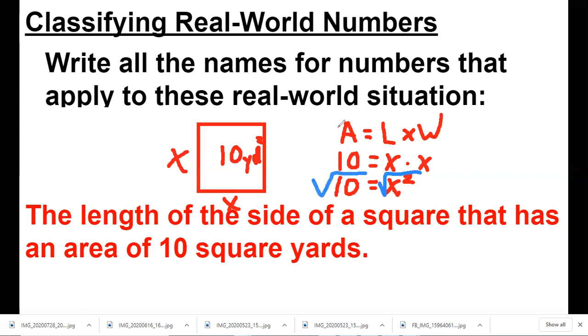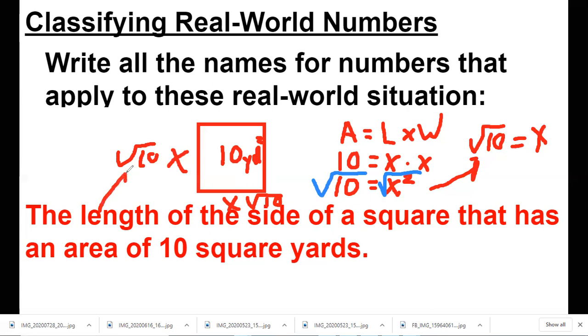So then we know that the square root of X squared is just, I'm going to go over here now. The square root of X squared is just X. And then we're left with the square root of 10, right? So we know that X, or the side length, X, is square root of 10. So we know that the sides of this square are both square root of 10. Now, we have to decide and classify the square root of 10 because we now know the length of the side. So what is square root of 10?